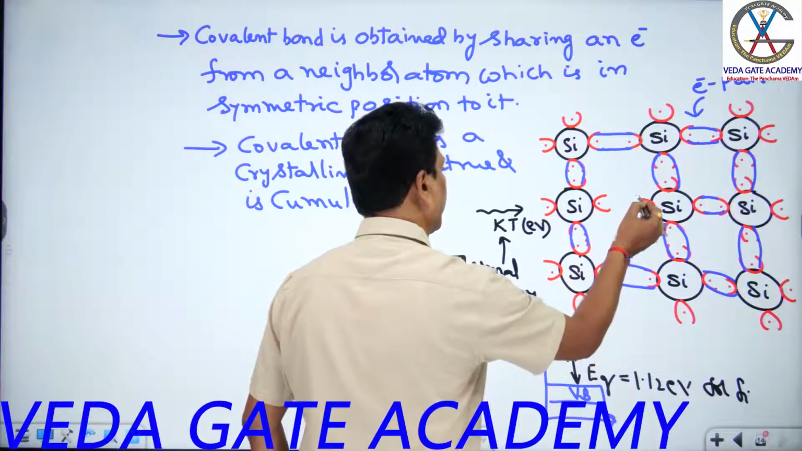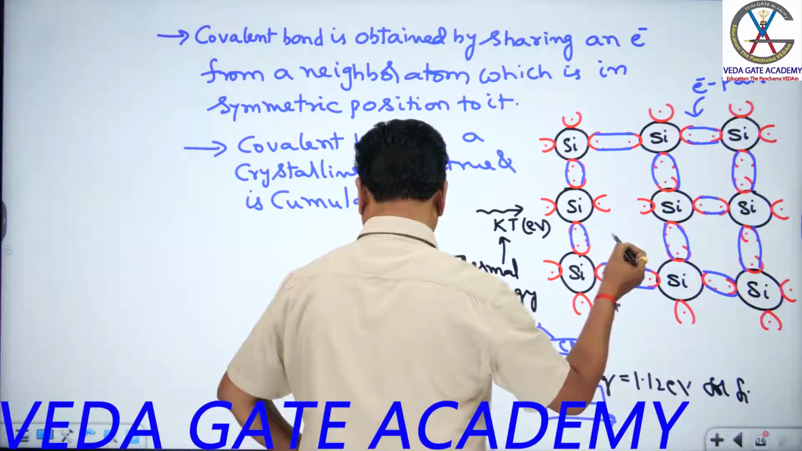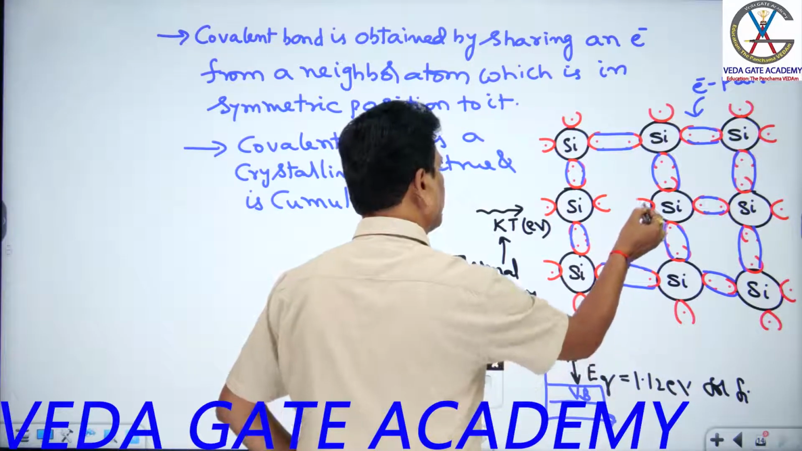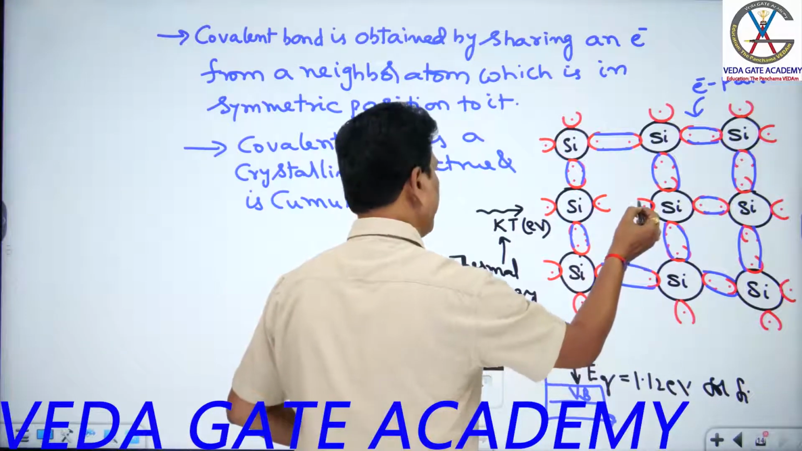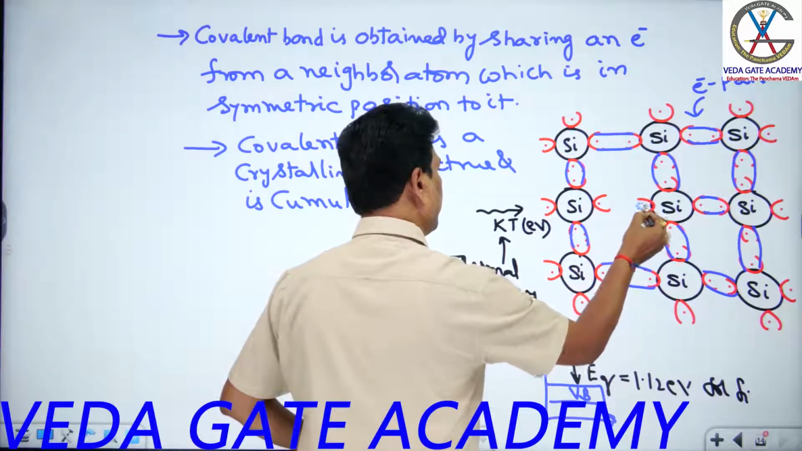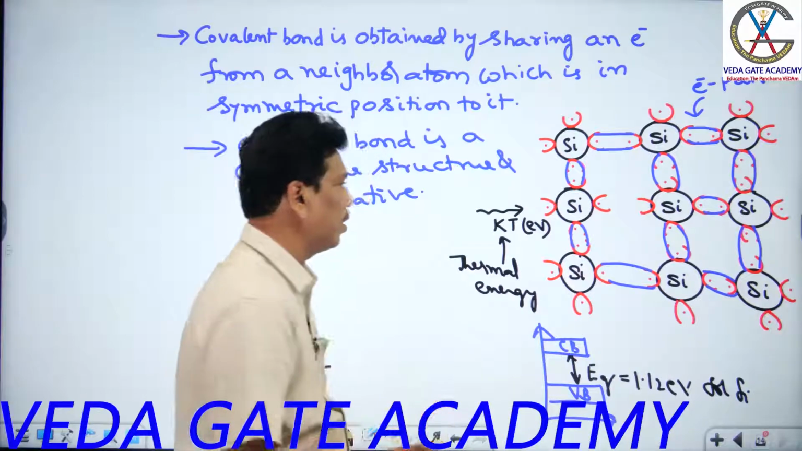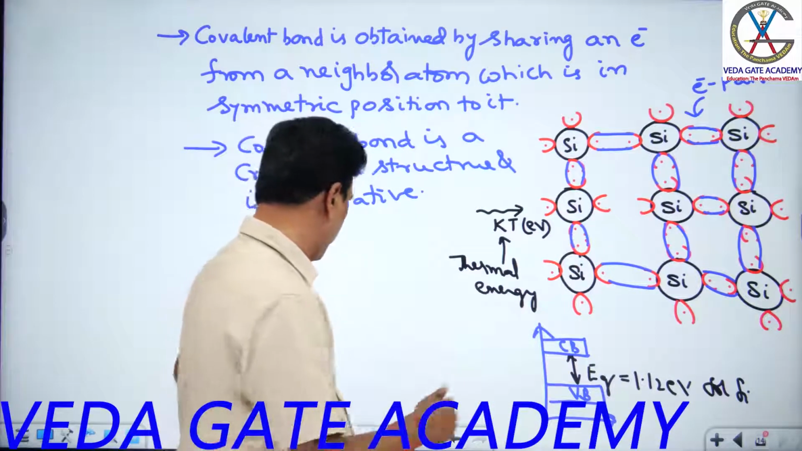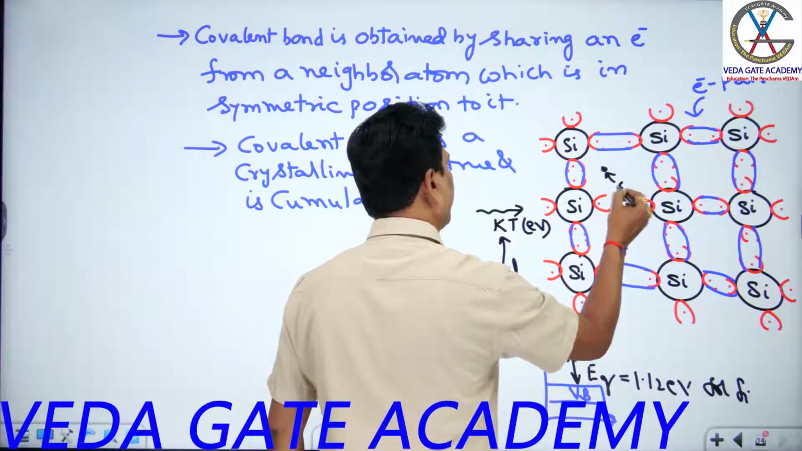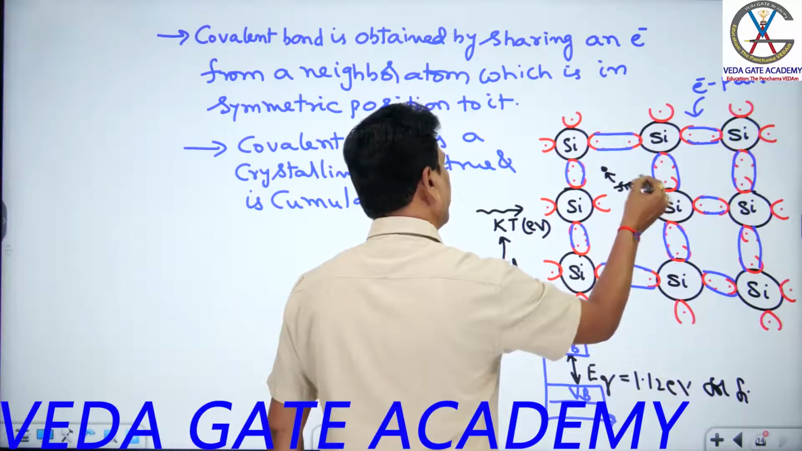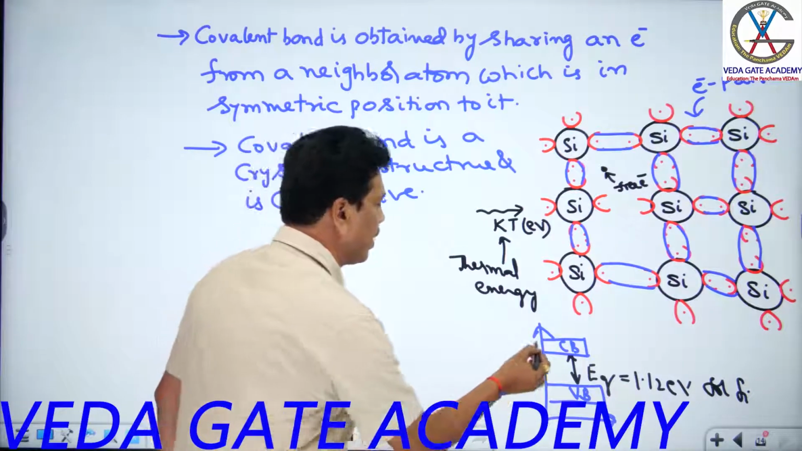Suppose this one comes out. So this is coming out, and that electron is here. That is called a free electron. So in our language, this is the free electron.